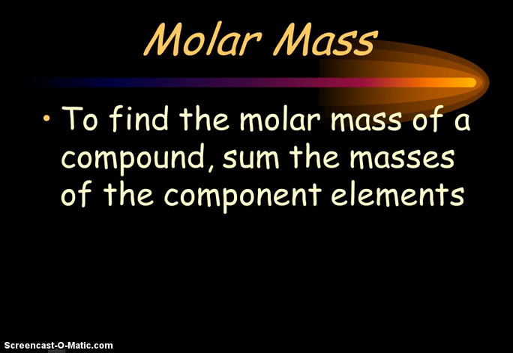To calculate the molar mass of the compound, we have to know how many types of atoms there are in the compound, how many of each type of atom there are, and then we're going to multiply them by the atomic masses on the periodic table, and the sum will be our molar mass.